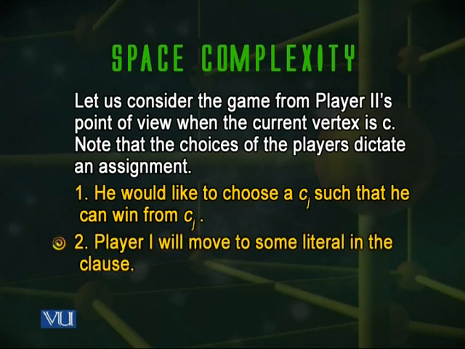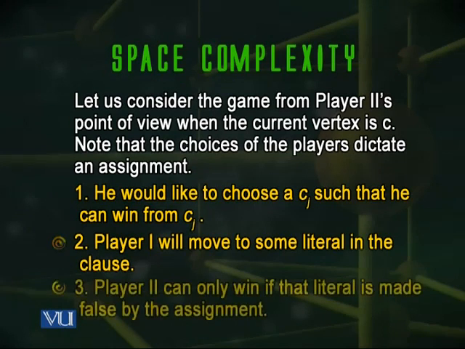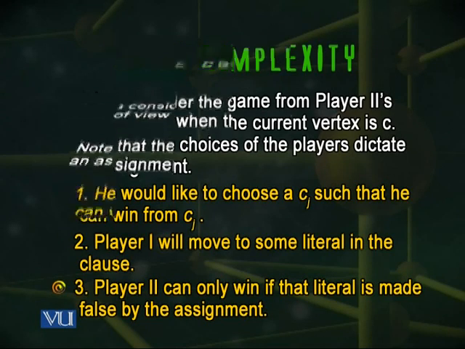Well, player 1 has no other choice from that clause but to move to a literal in the clause. And player 2 can only win if that literal is made false by the assignment. So if the literal is made true by the assignment and player 1 moves to that literal, then there is no way for player 2 to continue the game and he loses. So player 1 will want to send him to a literal that is made true by the assignment. So in other words, player 2 would want to move to a clause such that all the literals of that clause are made false by the assignment.